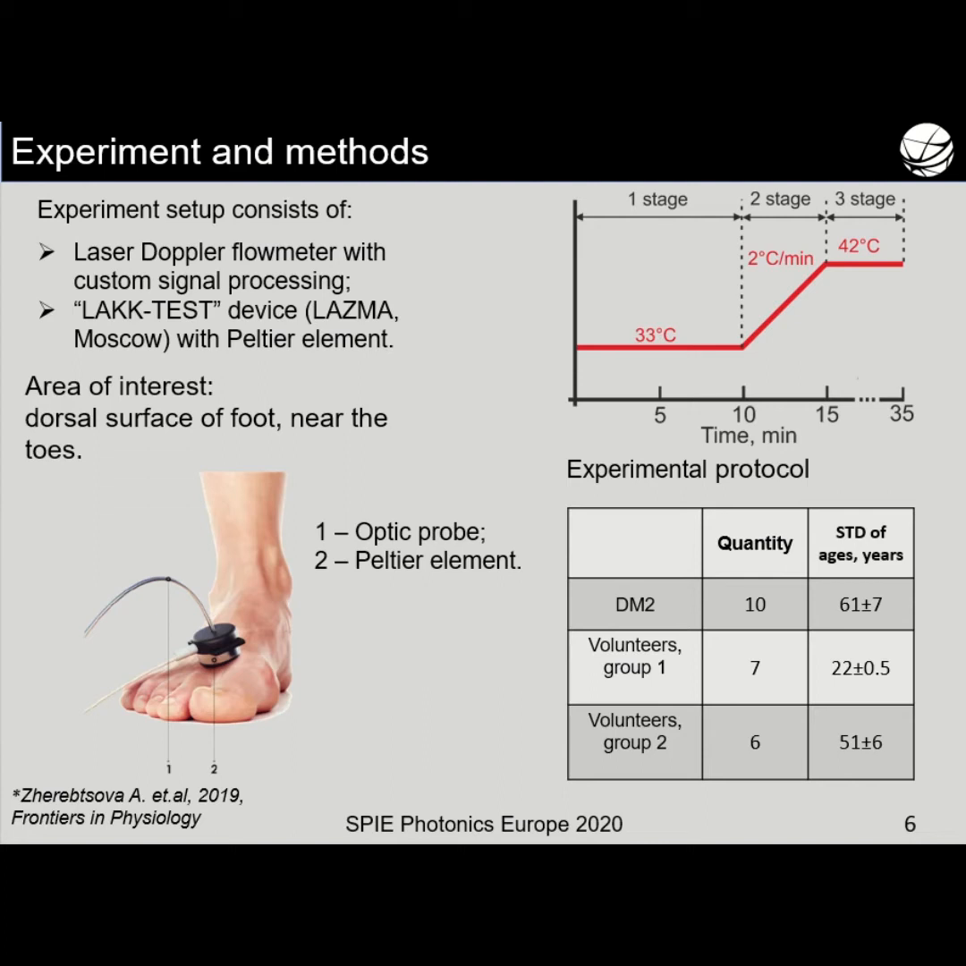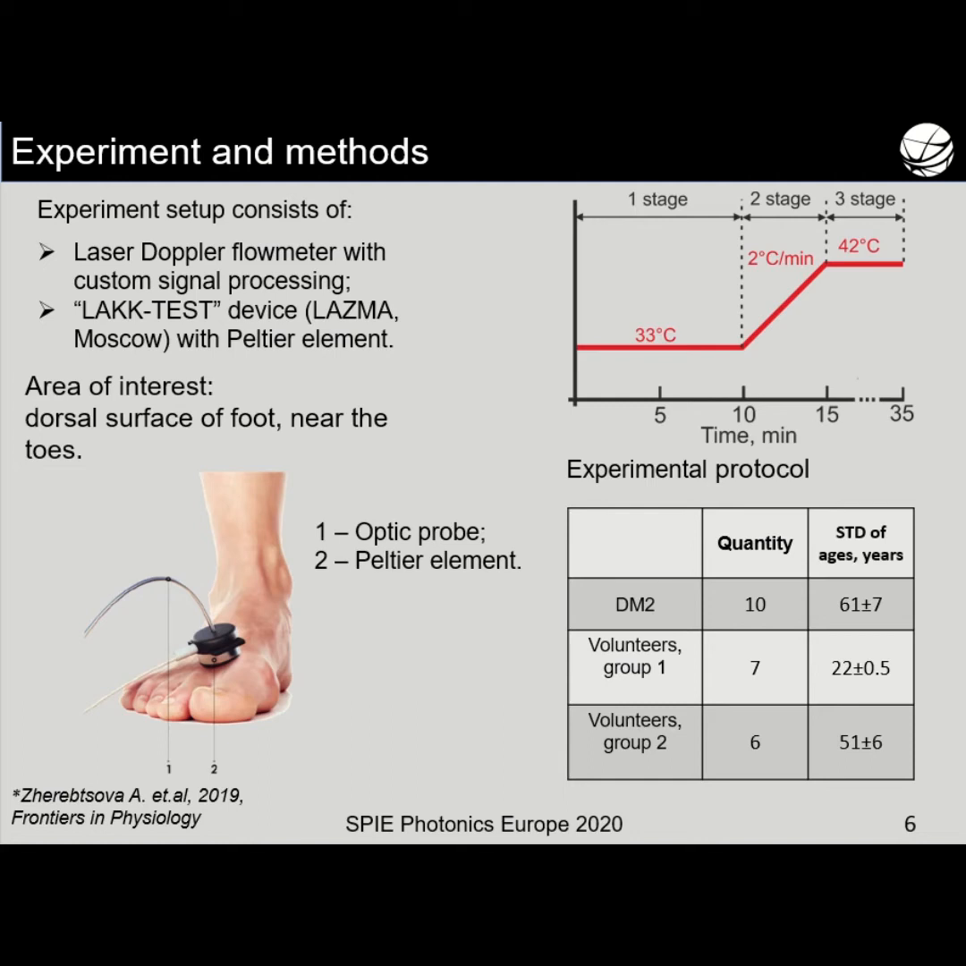The experiment consisted of 3 stages. At the first stage, a basic level of blood perfusion was recorded under a temperature of 33 degrees Celsius. Then the temperature was gradually increased up to 42 degrees for 5 minutes, by 2 degrees per minute. Finally, at the third stage, the perfusion was registered for 20 minutes. The temperature of 42 degrees was chosen because it provokes the axonal reflex, an increase in skin blood perfusion when this temperature is reached.